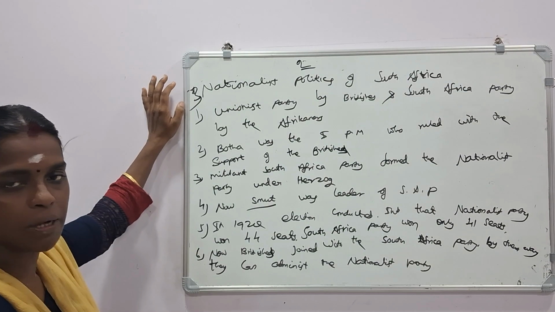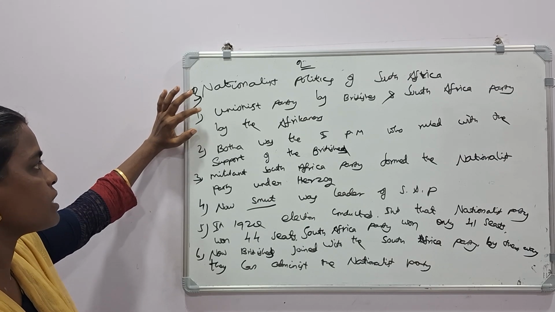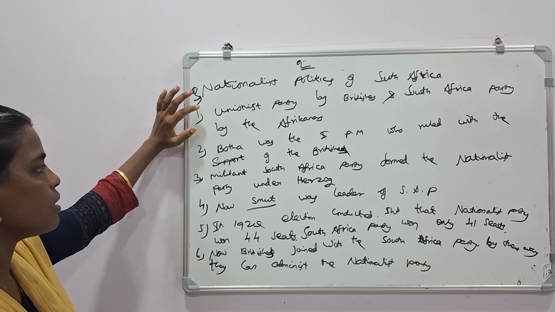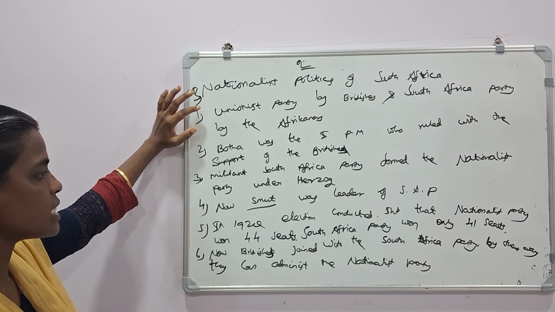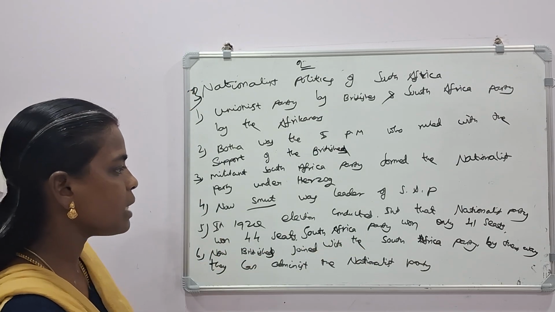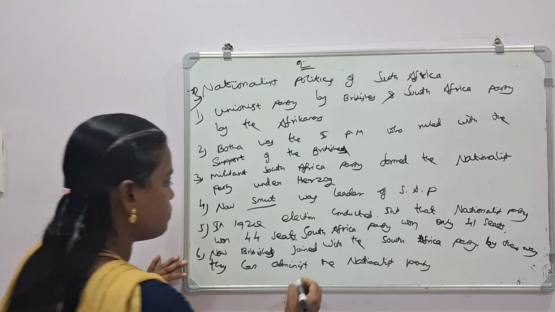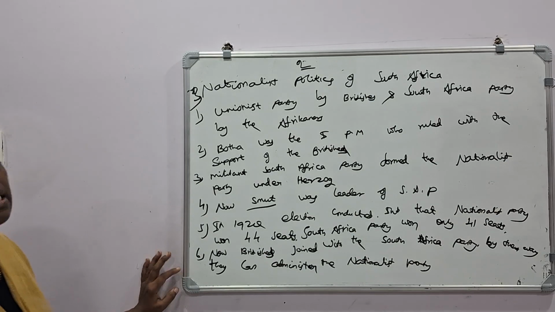Only these many points are there in that answer. Unionist party by the British, South Africa party by the Afrikaners. Botha was the first Prime Minister who ruled with the support of the British. South Africa party formed the Nationalist Party under Herzog. Smuts was the leader of the South Africa party. In the 1920 election, the Nationalist Party won 44 seats, the South Africa Party won only 41 seats. Now the British joined with the South Africa Party. By the way, they could administer the Nationalist Party. So a very simple answer.